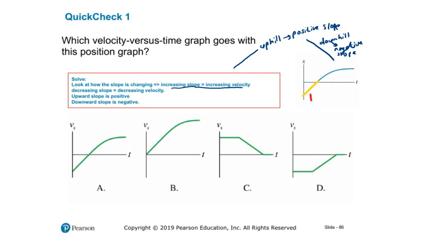Let's see, I'm gonna use yellow here. From here to there, as you probably can see, I have a straight line. That means I have a constant slope. Constant slope means constant velocity, right? Constant velocity here.